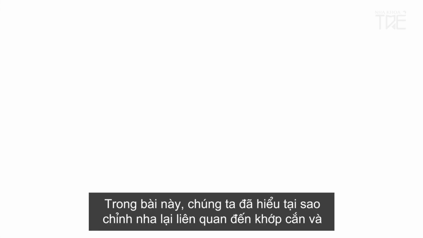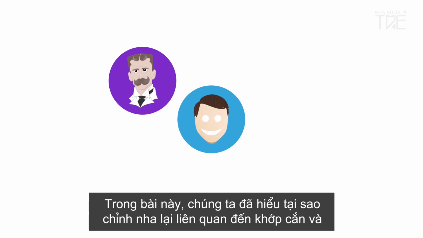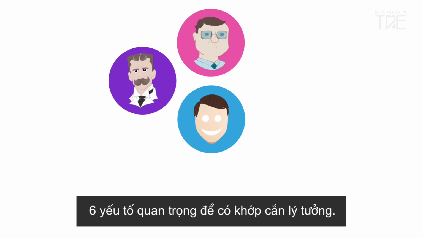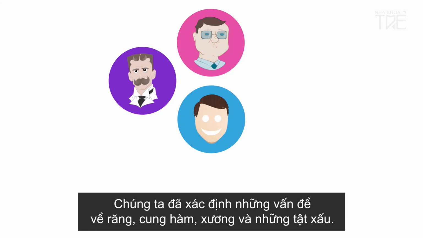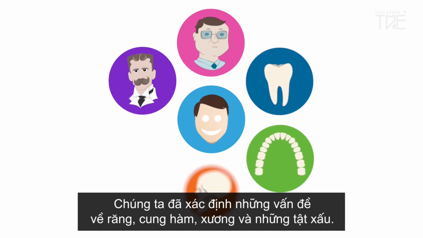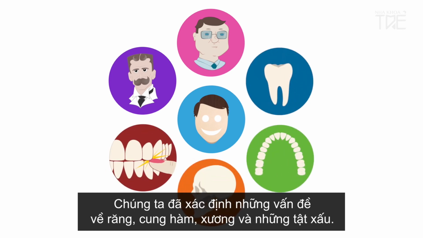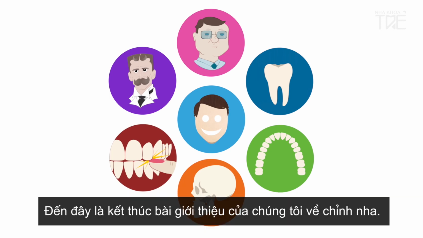In this series, we've learned why orthodontics matters, Engel's classifications of bite relationships, and Andrew's 6 keys to ideal occlusion. We've learned to identify dental problems, arch problems, skeletal problems, and harmful habits. This concludes our introduction to orthodontics.